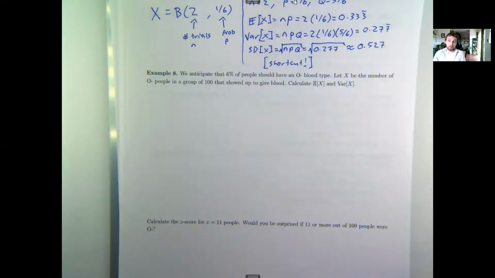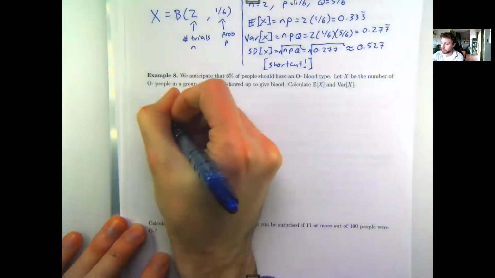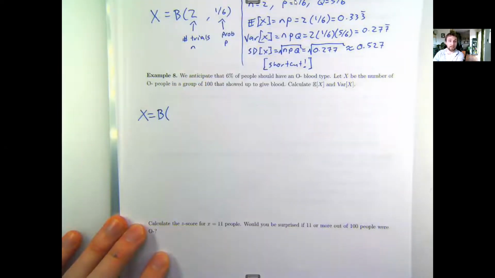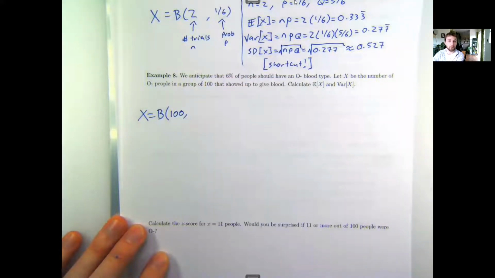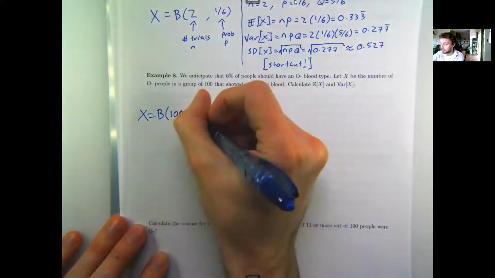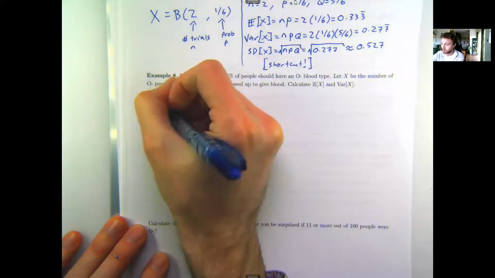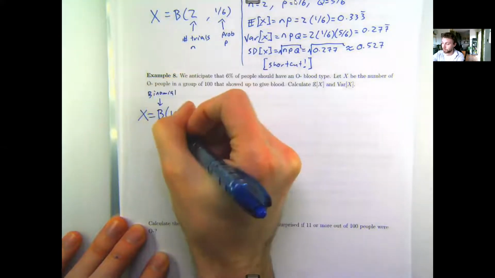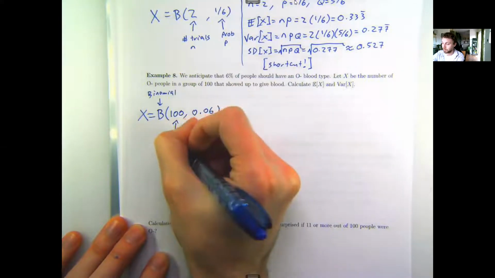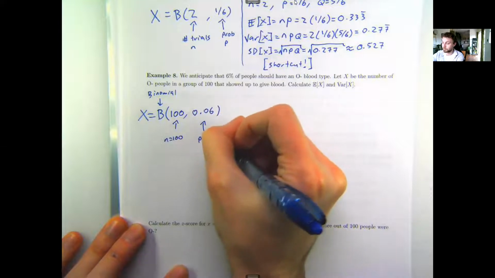Okay, let's try it out together. This is binomial because they're either O negative or they're not O negative. Looking at a group of 100 individuals, and the success rate is 6% for being O negative. So this is binomial, it's success or failure. The number of trials here is 100. And my probability of success is 6%.